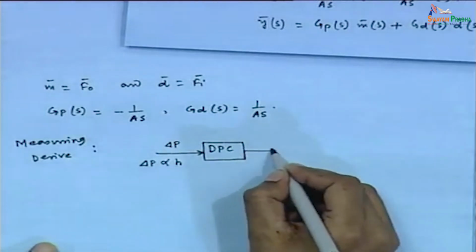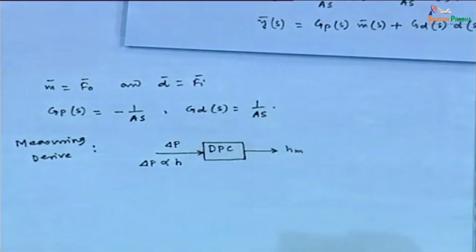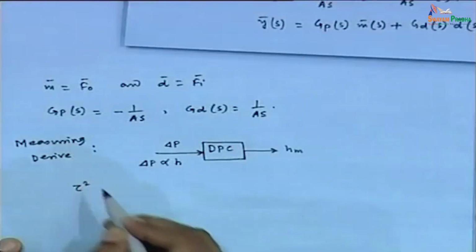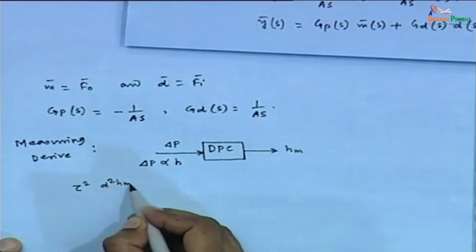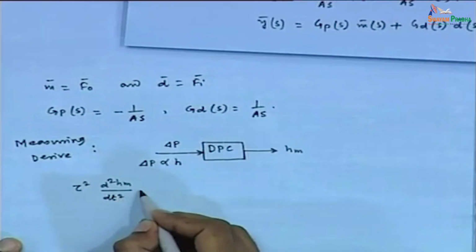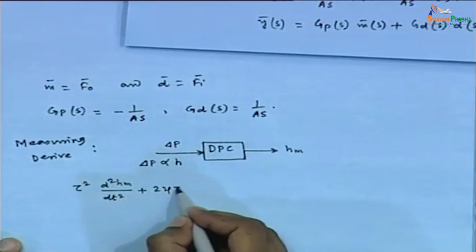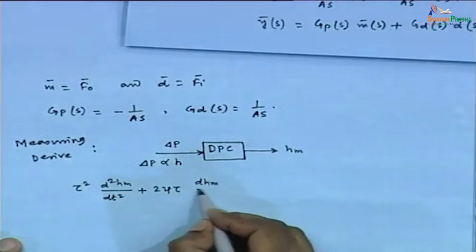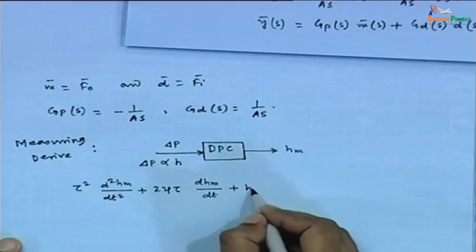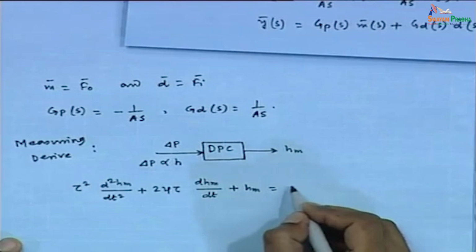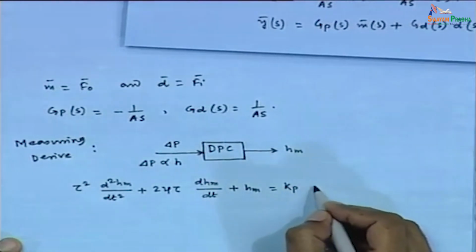What is the output of this differential pressure cell? H suffix M. So, input to the differential pressure cell is the pressure difference, and output is Hm. Fine. Now, considering second order dynamics of this differential pressure cell, we can write the modeling equation as tau square d2Hm by dt square plus 2 zeta tau dHm by dt plus Hm equals Kp del P.